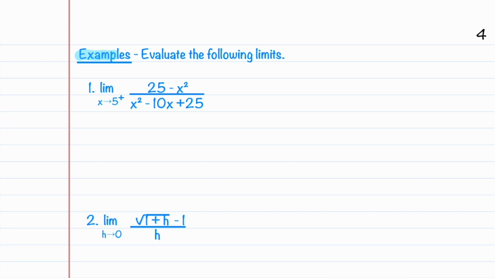We're going to look at 5 limit examples, and each of these uses a different algebraic technique to evaluate it. Let's look at our first example. The first thing that we always want to do is to just plug in our number and see what we get. So this is 25 minus 5 from the right squared, which is 25, all divided by 5 from the right squared again, so that's 25, minus 10 times 5, which is 50, plus 25. So you can see that this gives us 0 divided by 0, which is an indeterminate form.